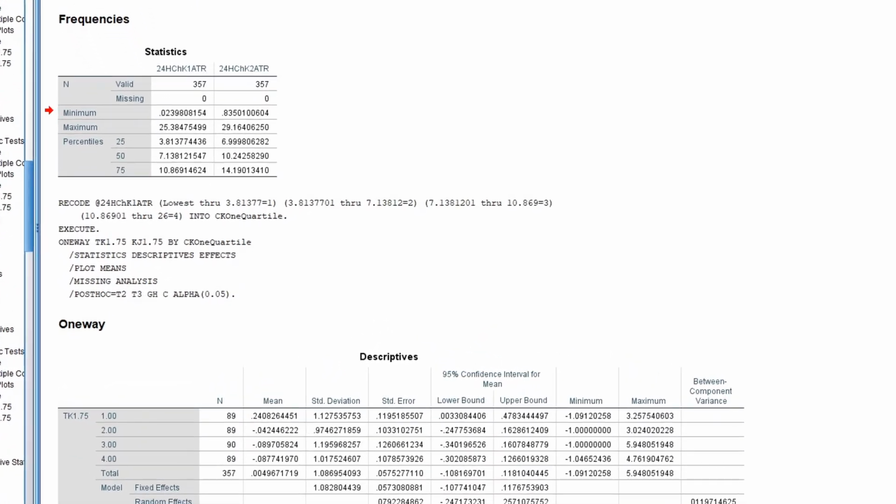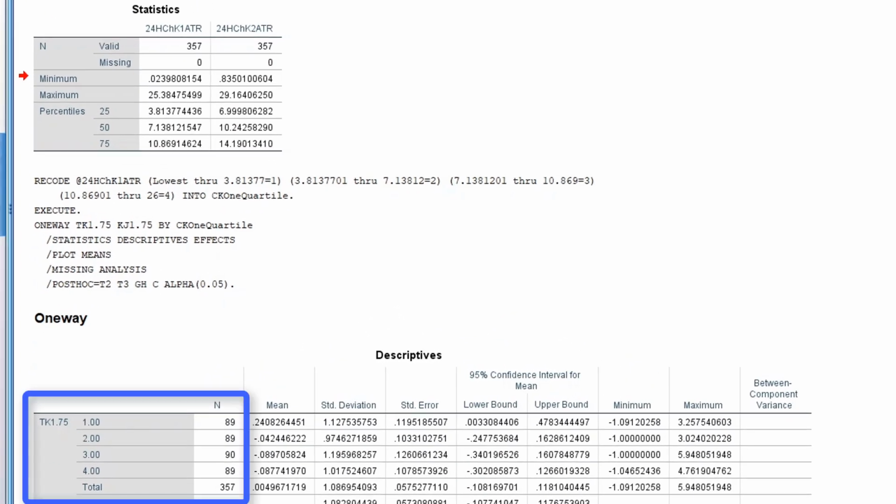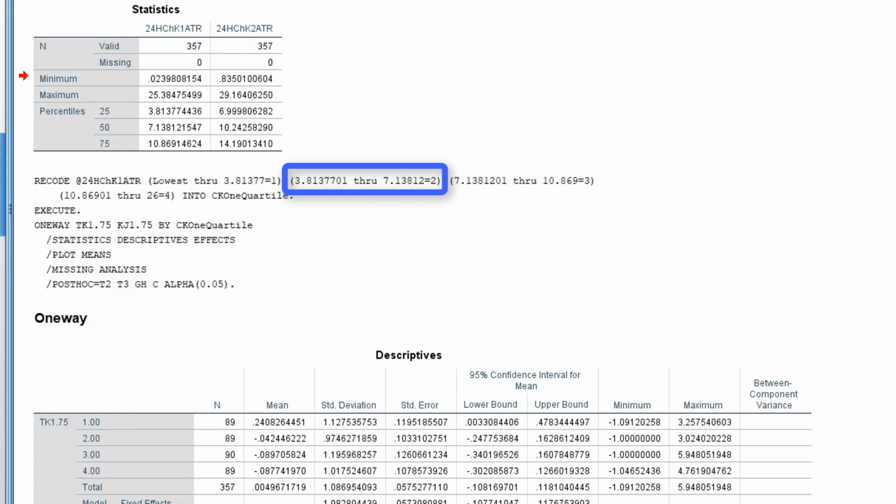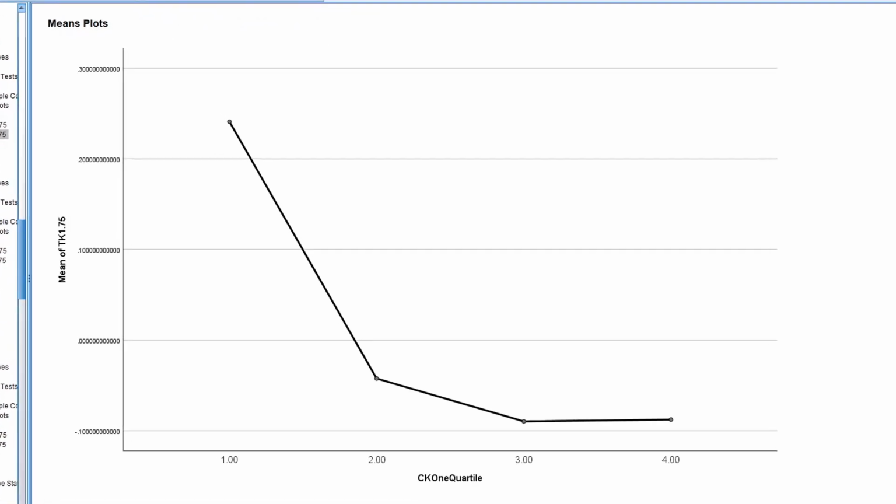For the opposite signals where the 4-hour and 24-hour do not agree, I calculated the quartiles and split them into equal groups of 89 trades. The closest 25% of trades were within an ATR ratio of 3.8. The second group was between 3.8 and 7.1 and so on. Let's compare using TK versus KJ.